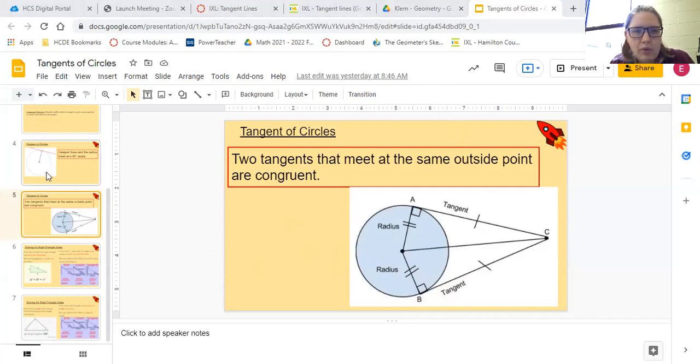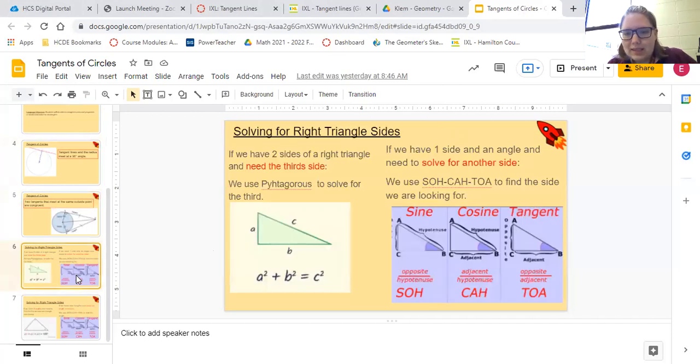We're going to use both of these things and some previous information to solve all the questions from the IXL that you're supposed to be completing today. I also wanted to remind you about this.